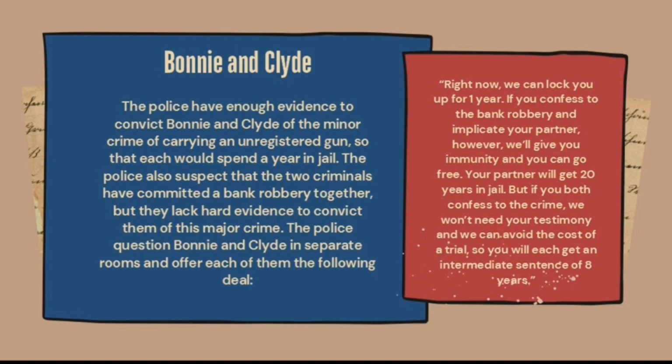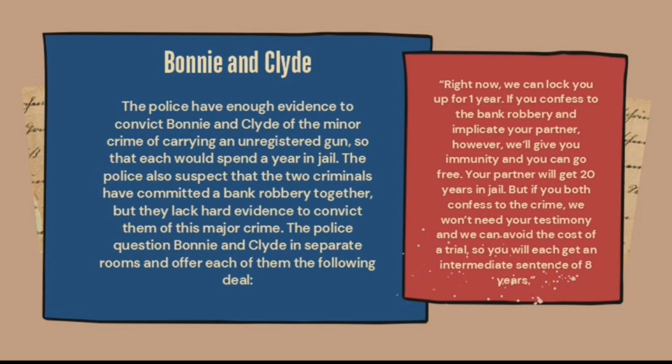The police have enough evidence to convict Bonnie and Clyde of the minor crime of carrying an unregistered gun, so that each would spend a year in jail. The police also suspect that the two criminals have committed a bank robbery together, but they lack hard evidence to convict them of this major crime.